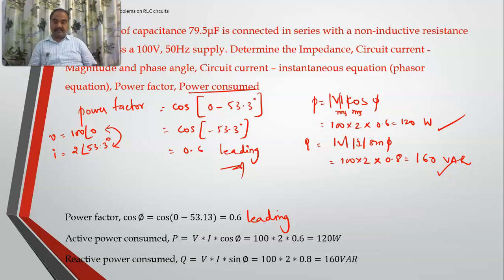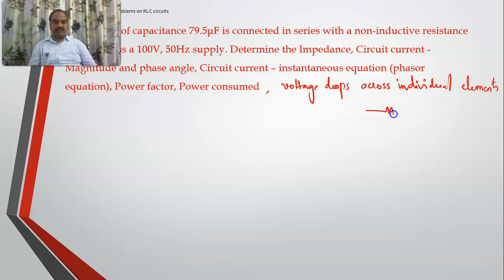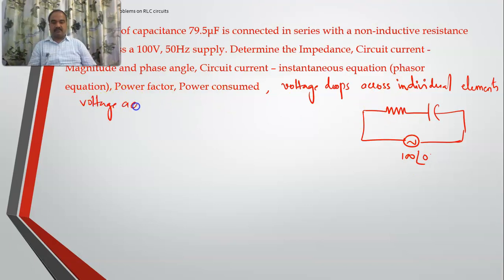Okay. Additionally, as I already told you in the last video, you might be asked about voltage drops across individual elements. You will be asked about voltage drops across individual elements. Now in my circuit, what are the individual elements? The supply voltage was fixed at 100 at an angle of 0. Right, so the voltage across the supply is fixed, right? It is 100 at an angle of 0. And the current in the circuit is 2 at an angle of 53.3.